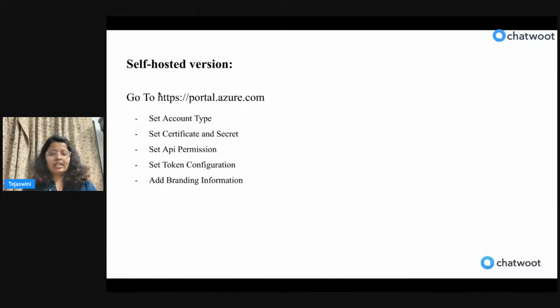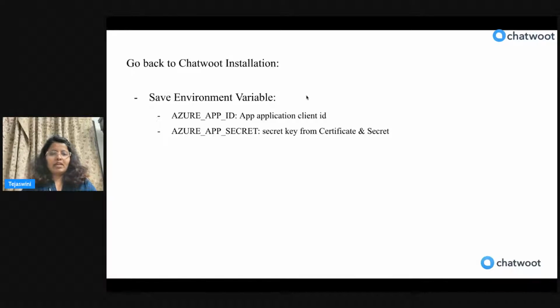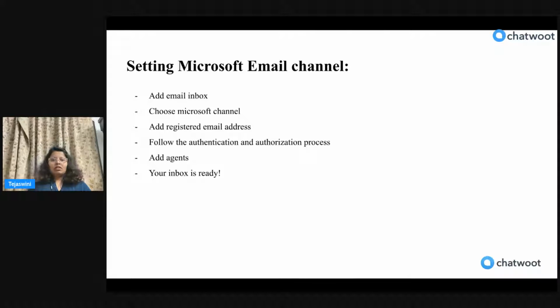So once you get all the information, you save these environment variables in your self-hosted instance. Azure App ID is nothing but your application client ID. Azure App Secret is nothing but your secret key from the certificates and secrets. Do not forget to save the secret key right away, because after some time they hide it. Once this app is done, the next process is similar for the cloud and for the self-hosted instance. So how to set the Microsoft email channel on your instance directly.